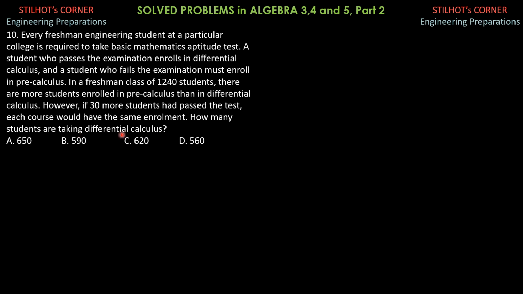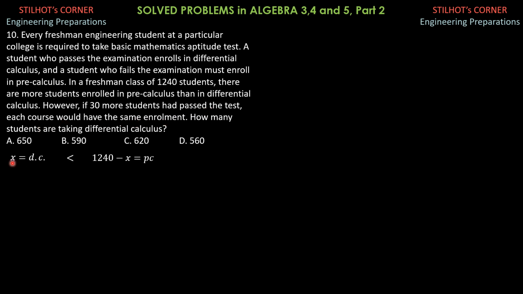So let us denote X as those students taking differential calculus. And therefore, the number of students enrolled in pre-calculus would be 1,240 minus X. And take note that these numbers are not equal. In short, those students in pre-calculus, the number is greater than this number. So X is less than 1,240 minus X. For these two to be equal, it is stated here that if 30 more students had passed the test, each course would have the same enrollment.